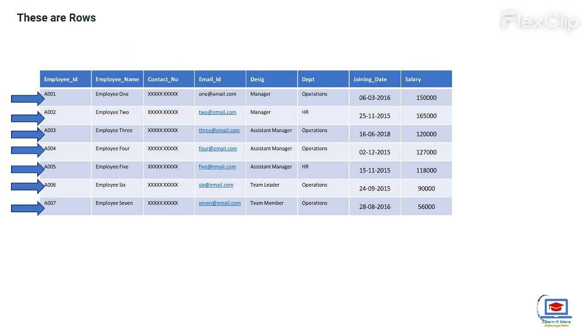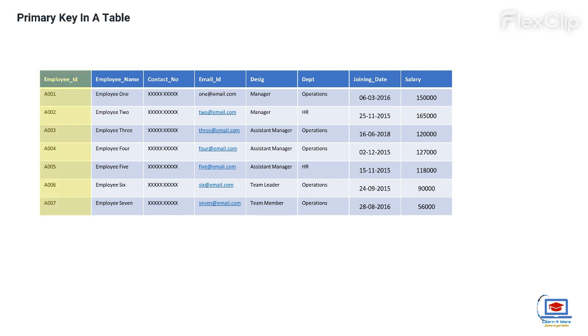Records, also known as rows, represent a complete set of related information. In our employee example, each row would contain the data for a specific employee, including all the corresponding fields. Another important concept is the primary key. A primary key is a unique identifier for each record in a table. It ensures that each record can be uniquely identified and accessed.